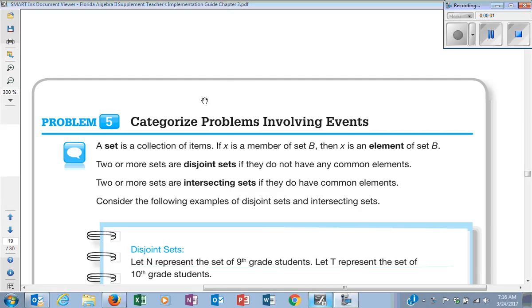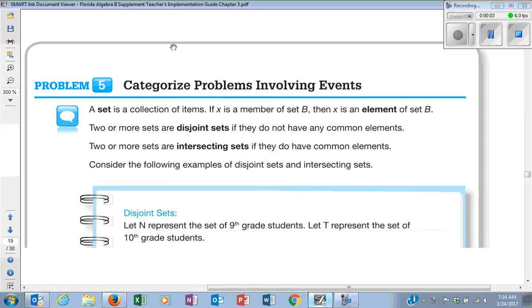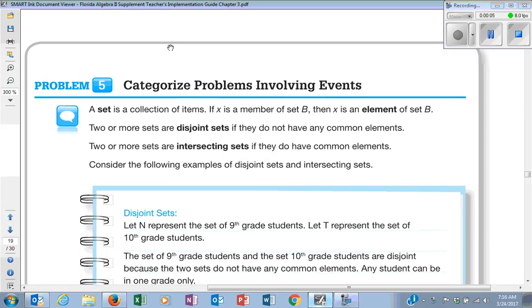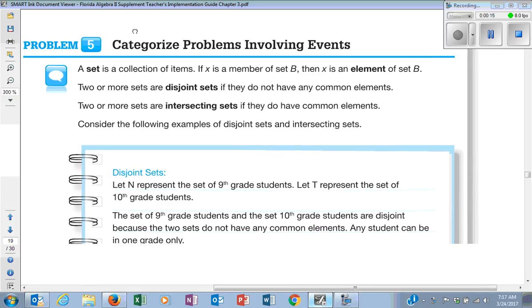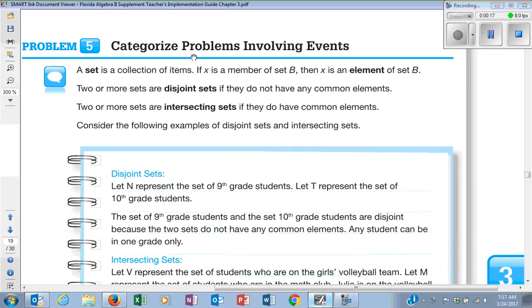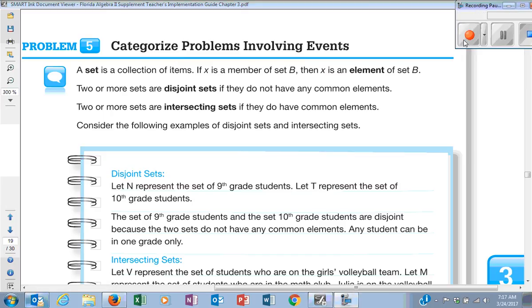We are finishing up section 3, probably going to start into that activity 4. We are on problem 5, and in some of my classes I was able to get to part of this problem, but I'm going to go over it again. So a set is a collection of items. You guys have seen sets all your lives.